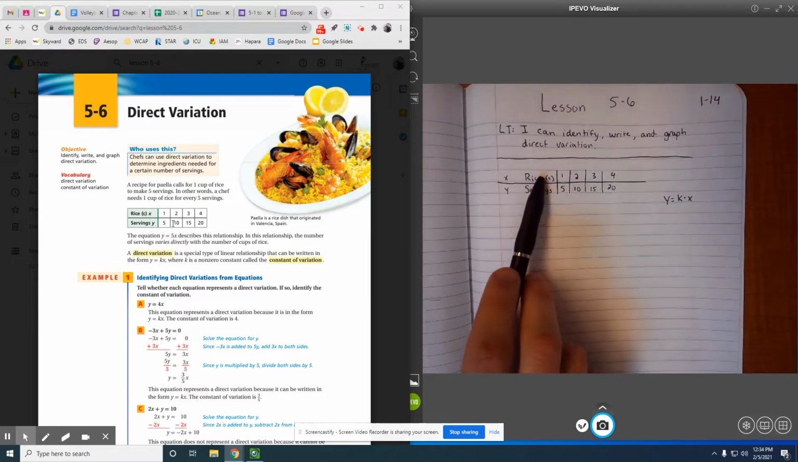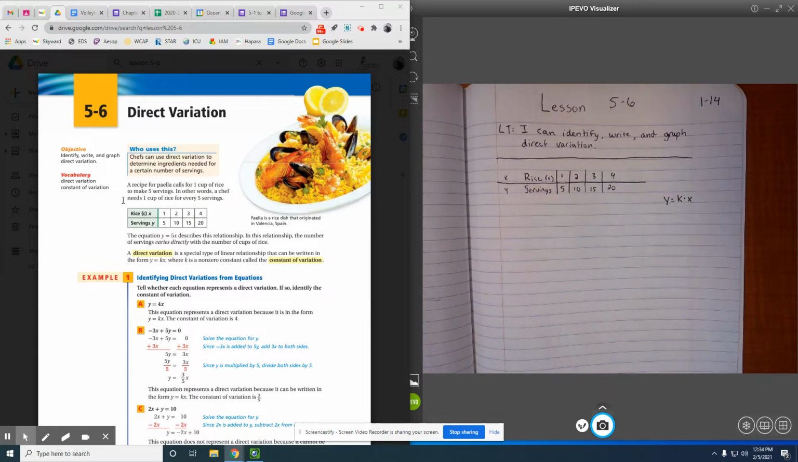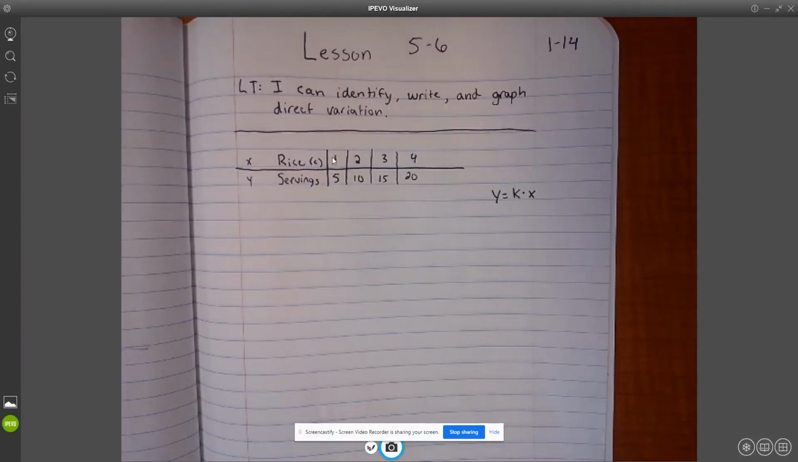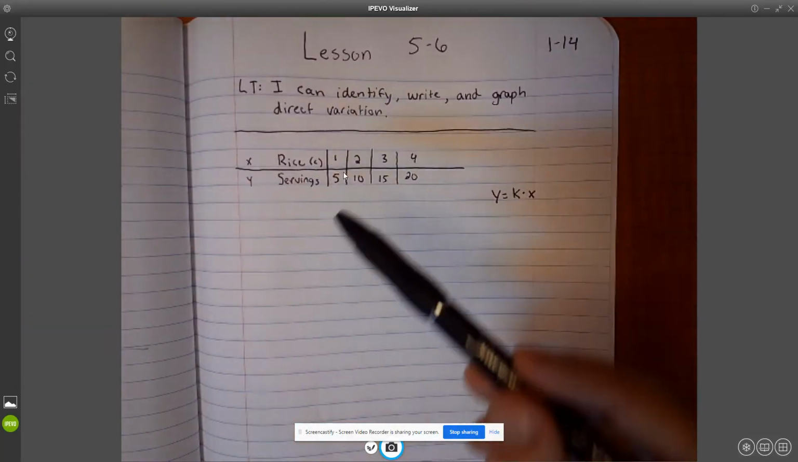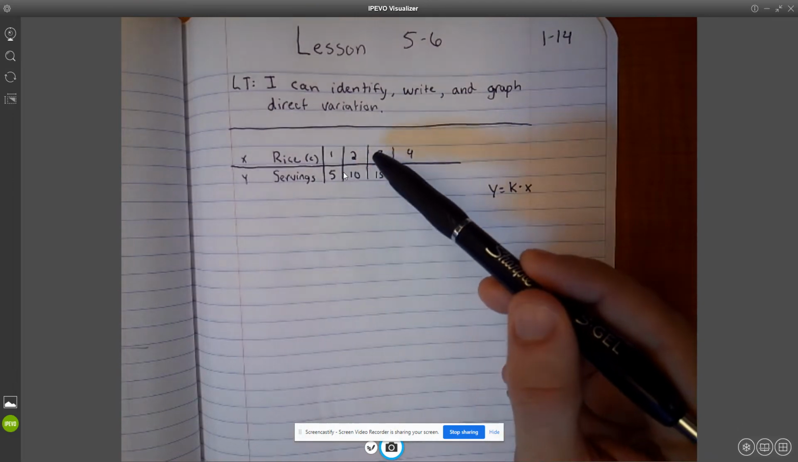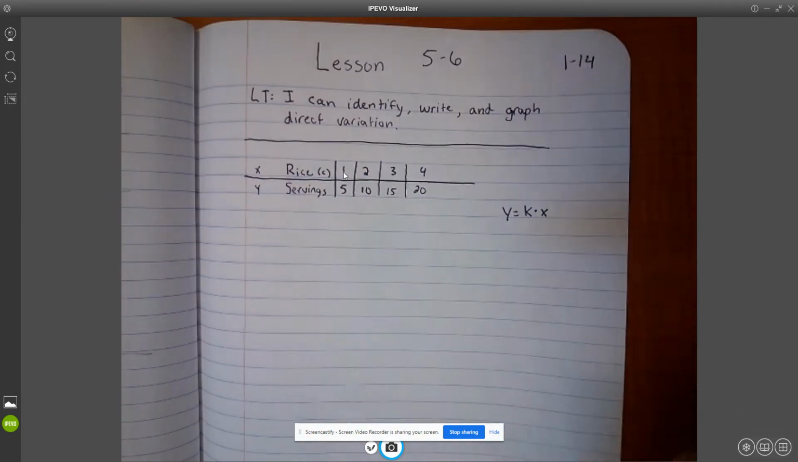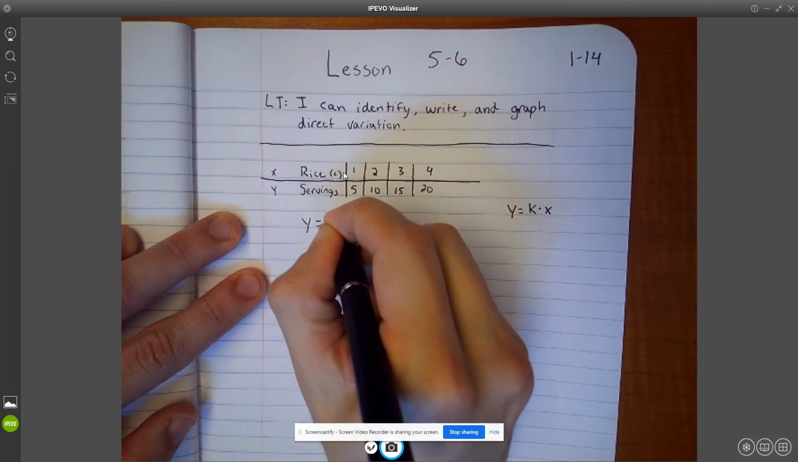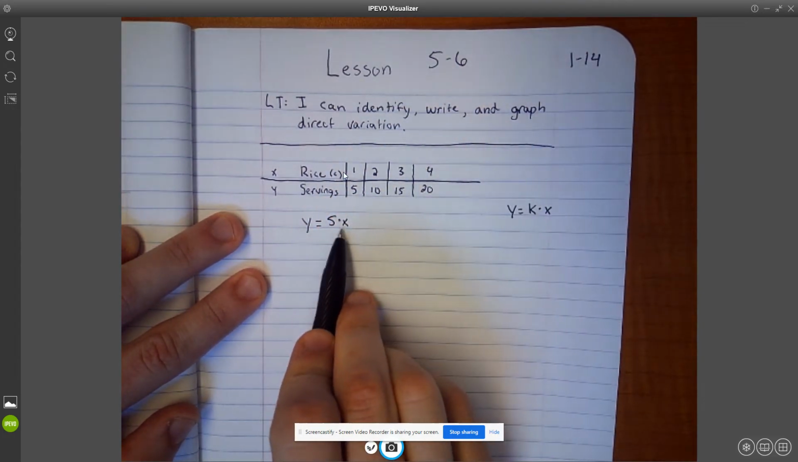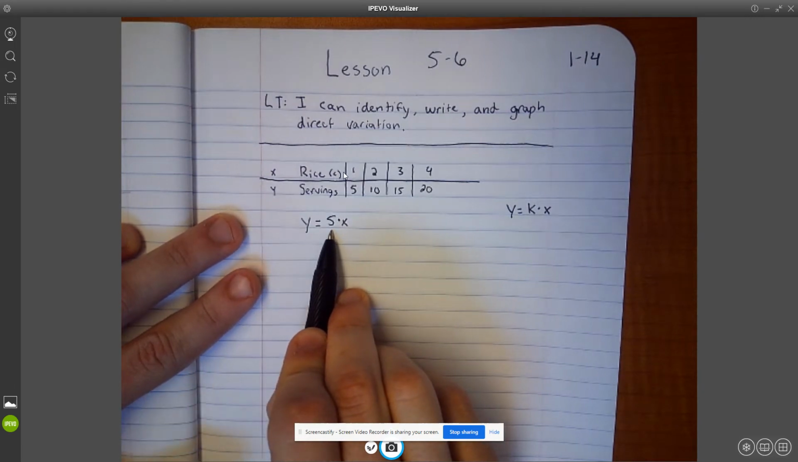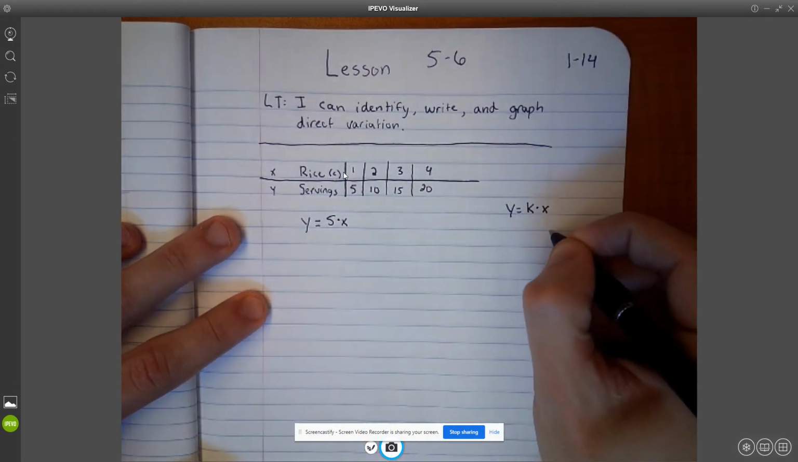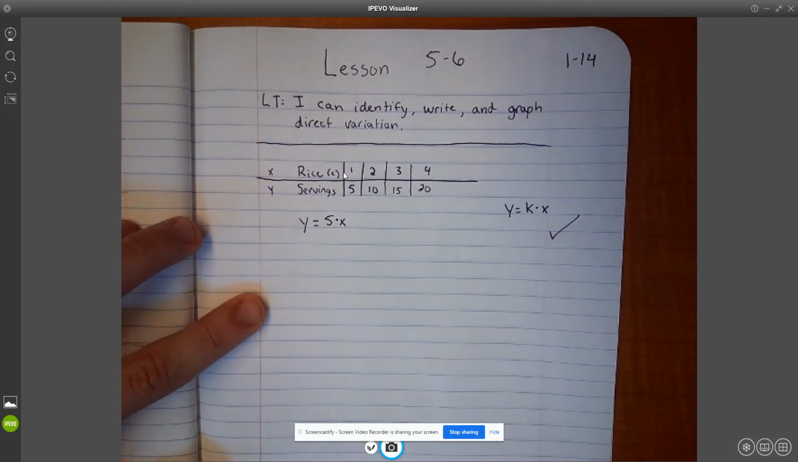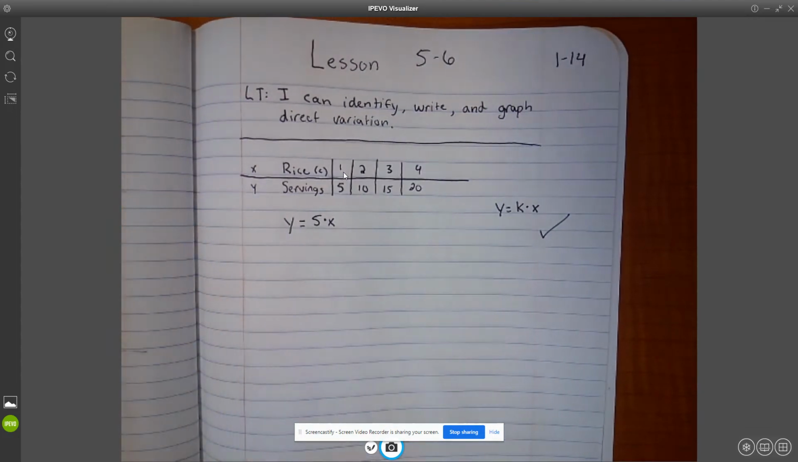So here we have rice and servings. Looking at this first example, it says that for every 1 cup of rice, we have 5 servings. We can see 1 and 5, 2 and 10, 3 and 15, 4 and 20. We could write this equation as y equals 5 times x, where every time x goes up by 1, we multiply by 5. This is an example of a direct variation because it's going up by the same exact thing every single time.